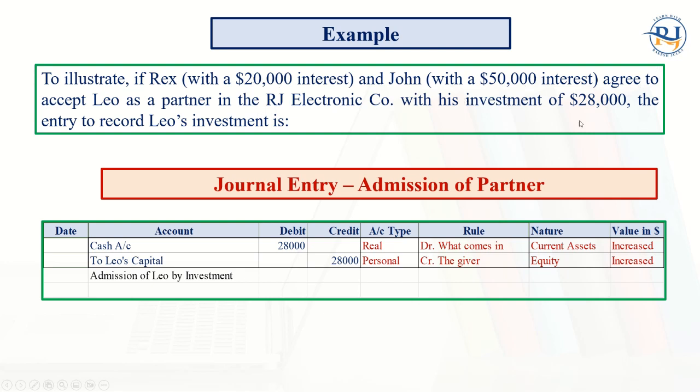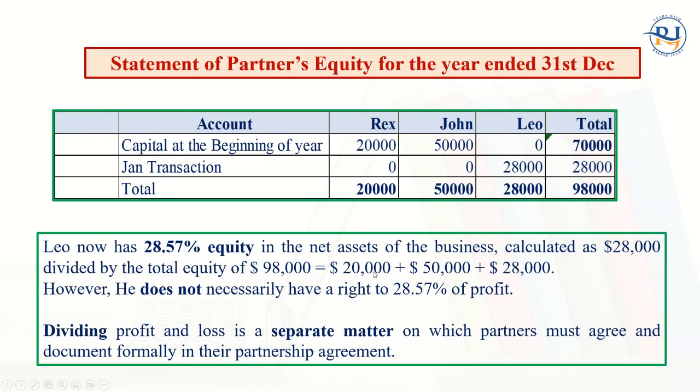Now both of them agree to accept Leo as a new partner in the RJ Electronics company, with his investment of $28,000. So the entry for Leo's investment would be cash $28,000 has come into the business, and Leo's capital $28,000. So in this case, what happened? Cash has increased in the organization and Leo's capital has also increased in the organization. Now, the statement of partners' equity for the year ended on 31st of December.